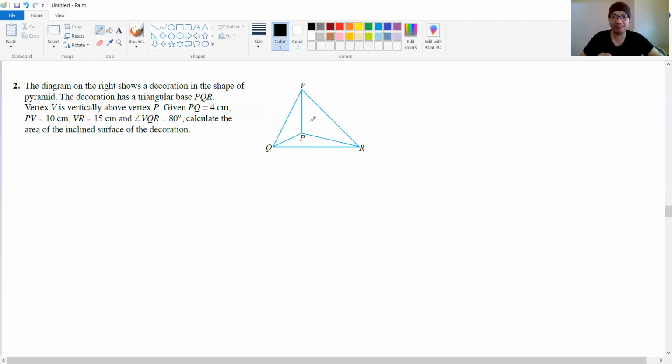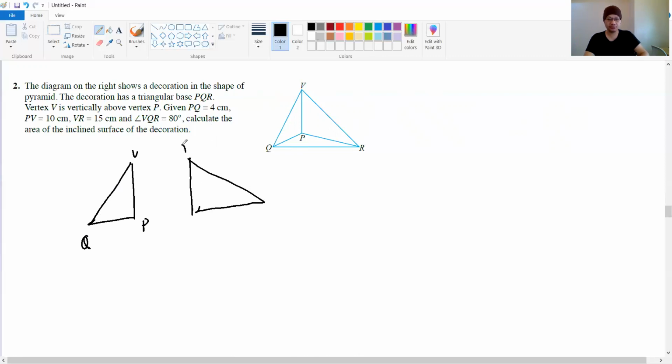So the first triangle, let's say I split the first triangle here: V, P, and Q. Let me draw V, P, and Q. Please remember, to solve a problem regarding a 3D diagram, you need to open the diagram and split all the triangles. So this is the first diagram. The second diagram will be V, P, R. I put it on the right side here.